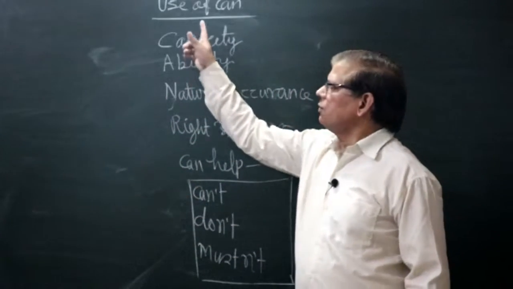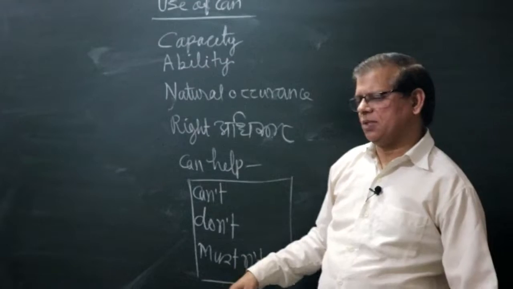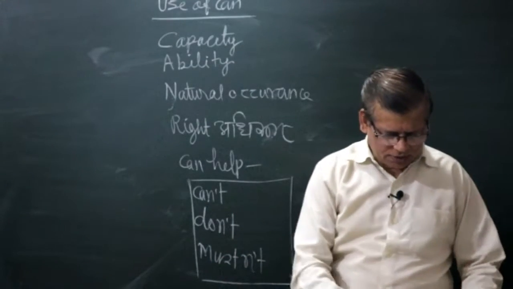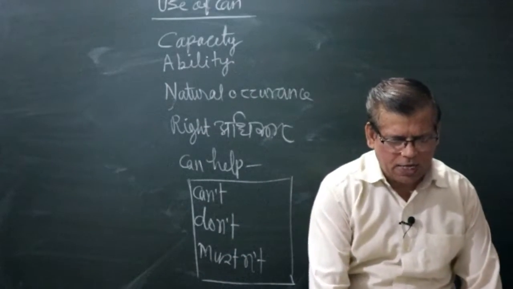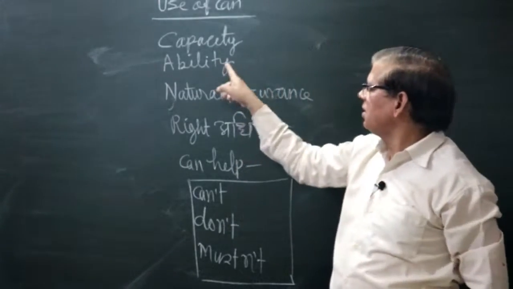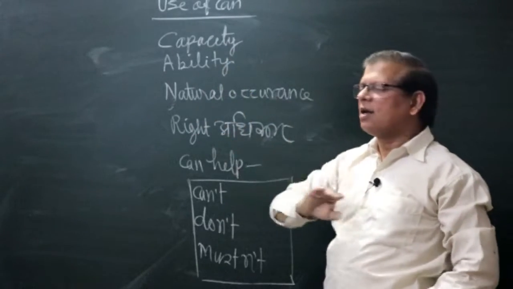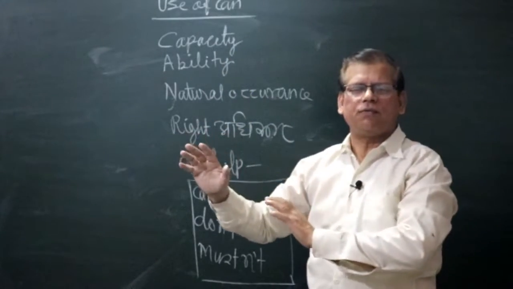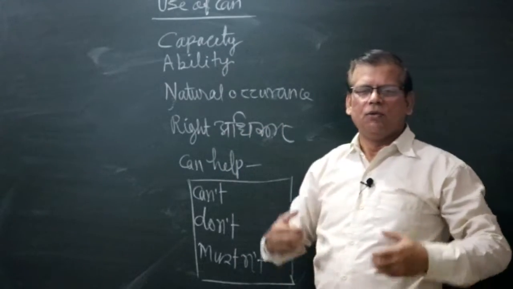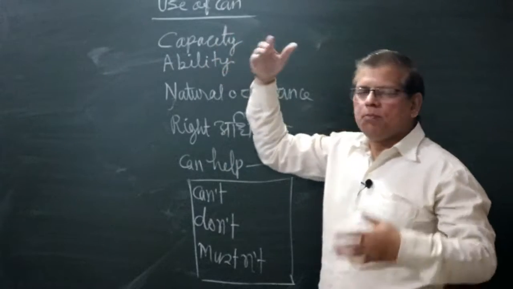Okay, capacity. First of all, capacity. Capacity means physical capacity. You can see this is a table. I can lift this table up. Physical capacity. I can run the race. I can win the trophy. Physical activity, physical stamina, physical power, capacity: can is used.